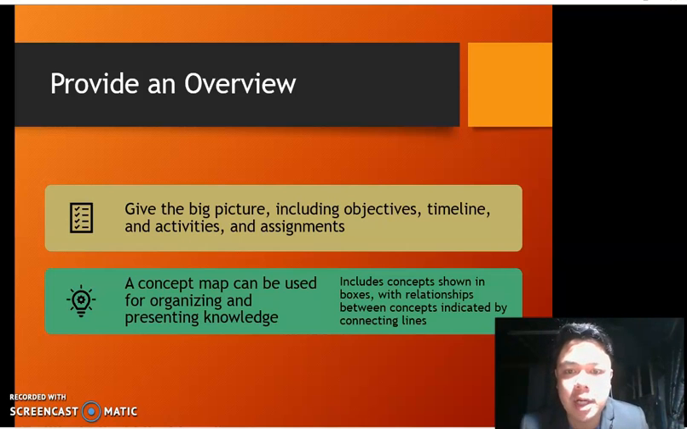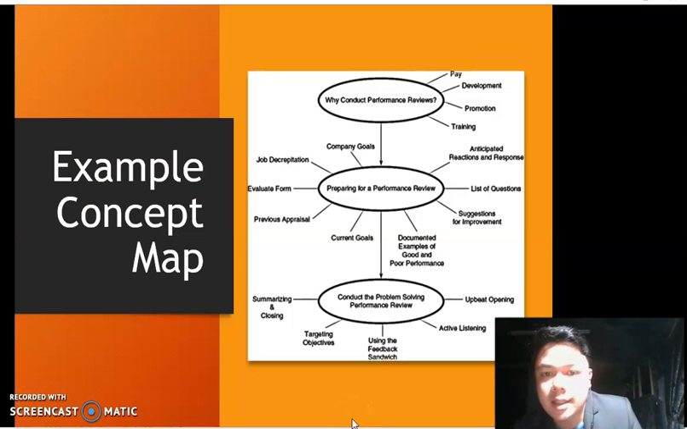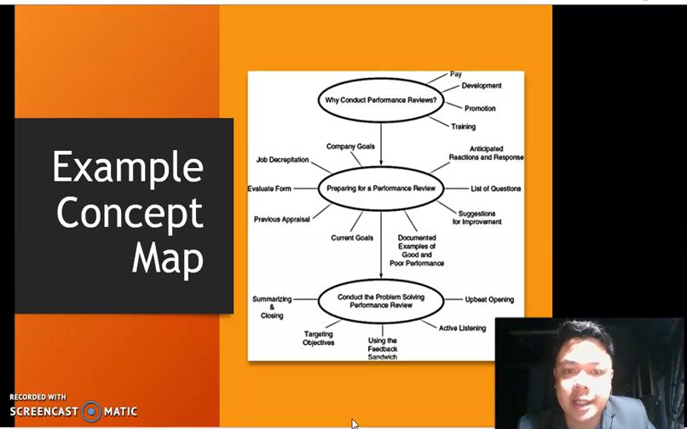Using a flowchart or the course outline, you should present the general topic first, followed by the more specific subtopic. A concept map can also be used for organizing and presenting knowledge or skill. A concept map includes the concepts shown in boxes, with the relationships between the concepts indicated by connected lines. At the start of each part, you can present the appropriate part of the concept map, outline, or flowchart. These will help the learners organize the content in memory.